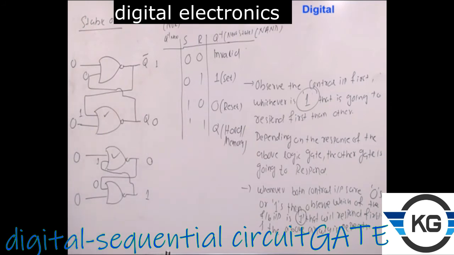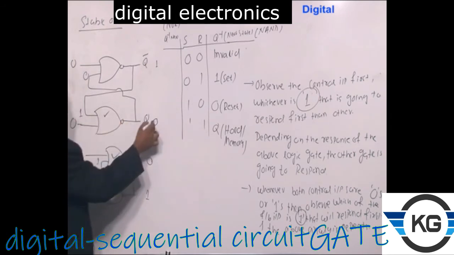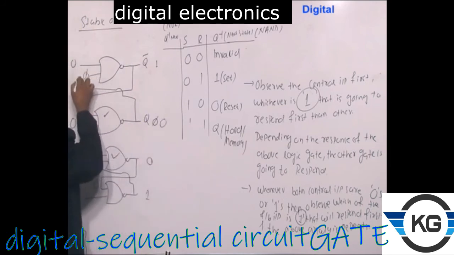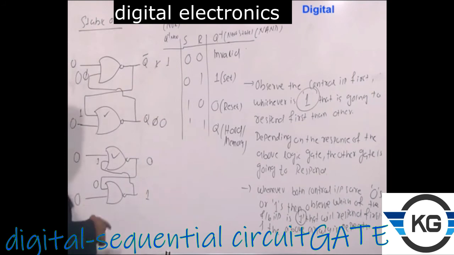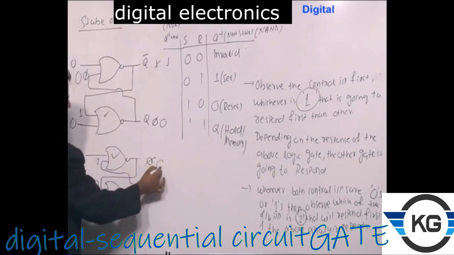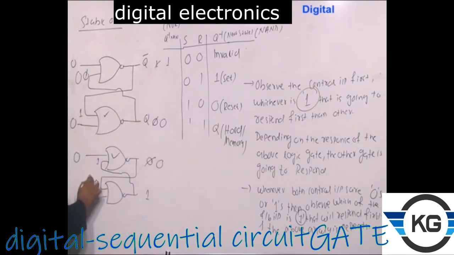I hope you remember the property of the NOR gate: whenever one of the inputs to the NOR gate is 1, irrespective of the others, the output is 0. So when this is 1, this will change to 0. This 0 is coming here, so 0, 0, and again this becomes 1 here. Similarly here also, this will respond first. When one of the inputs is 1, irrespective of the others, the output will be 0. So this 0 is coming here, 0, 0, and this is again 1.